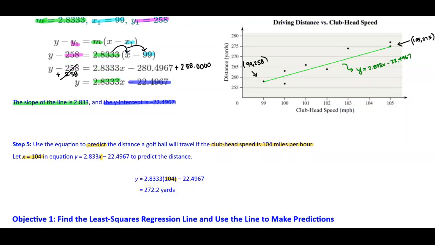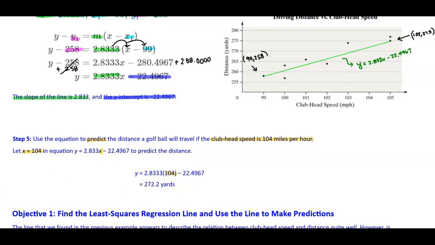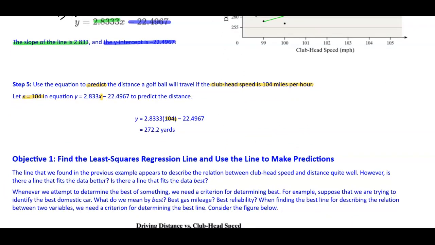Okay, now again, all we did was find a line of the data. This wasn't the least squares regression line. This was just a line that we developed by picking 2 points, creating a line using the slope in the point slope form, and then using a number to predict the distance when we said that the club head speed would be 104. Okay, now we're going to move into objective 1.